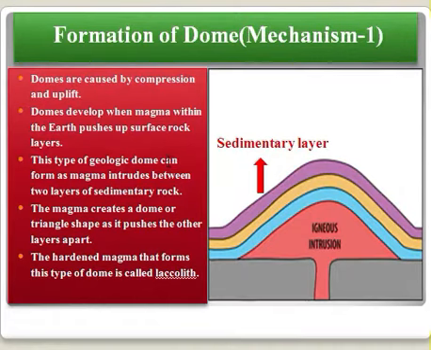Formation of dome, mechanism number one. Domes are caused by compression and upliftment. Domes develop when magma within the earth pushes surface rock layers upward. This type of geological dome can form as magma intrudes between two layers of sedimentary rock. The magma creates a dome or triangle shape as it pushes the other layers apart. The hardened magma that forms this type of dome is called a laccolith.